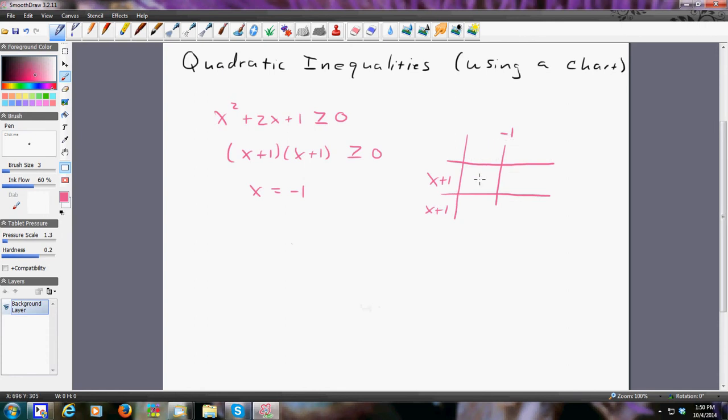So if I use a negative 2, I get a negative and a negative, which is positive. If I use a 0, I get a positive and a positive, which is also positive.